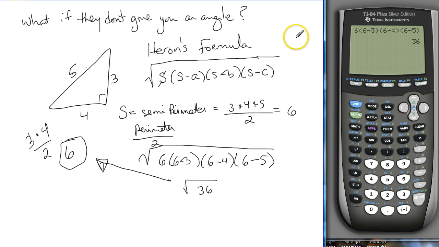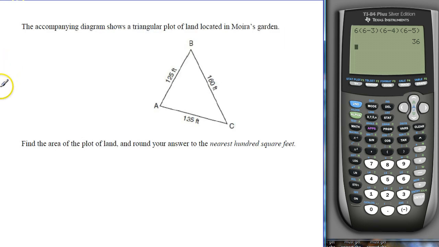So you might not be convinced. Let's look at another question. The accompanying diagram shows a triangular plot of land located in Moira's garden. Find the area of the plot of land, round your answer to the nearest 100 square feet. So they give us 3 sides. Now, if you don't like Heron's formula, you could feel free to find one of the angles and then do the formula. I'm going to use Heron's formula.